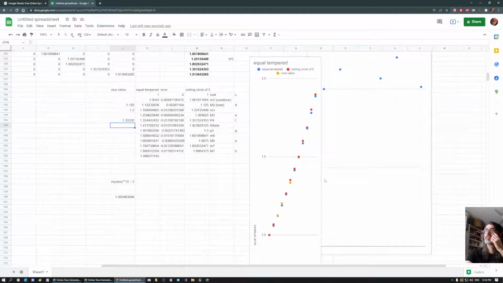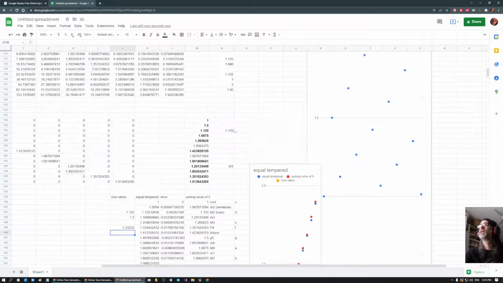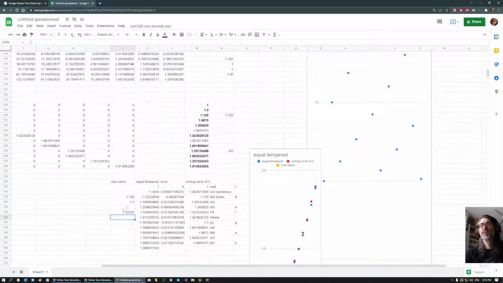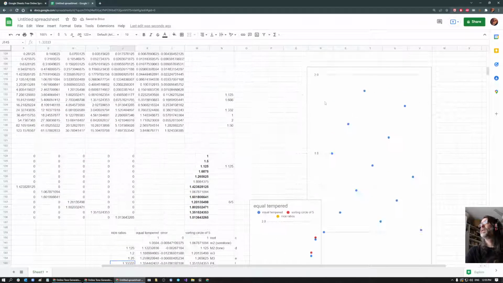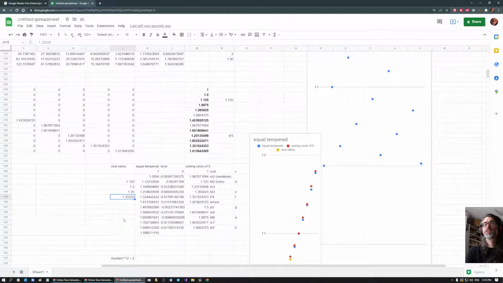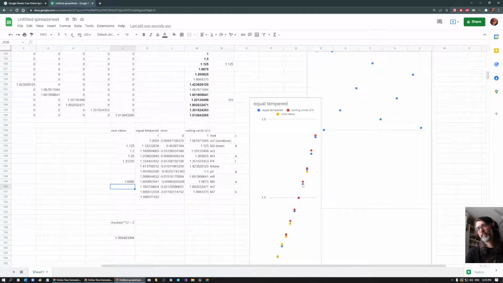So maybe we could draw things. Can we draw things? Let's continue and just bring in a couple more. 1.25, is it there? 1.25 is this one. And the other ratio that we wanted to see is 1.666. 1.666 looks like this one. Oh, this one is far. So the nice ratio is far from sorting circle of 5 and equal tempered. So that's our major sixth.